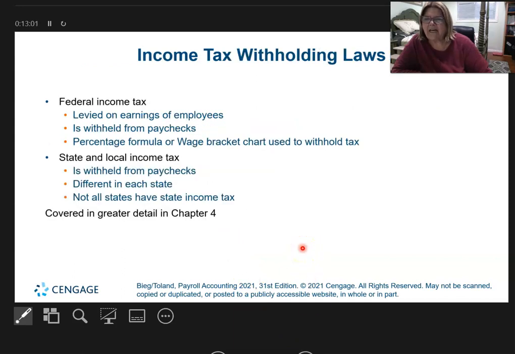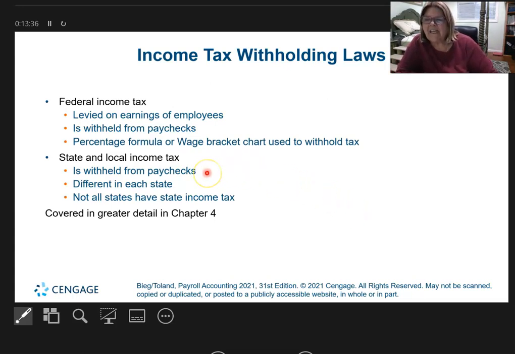Next is income tax laws. So there's federal and state and local. So federal income, everybody has to have it withheld from their check. If not, you file an exempt, so no taxes are withheld from your check. And you use two different types, percentage formula or wage bracket, basically how to calculate the tax being withheld. So no matter what, federal income tax will be withheld from your check unless you actually file an exemption, and that's a whole other topic.